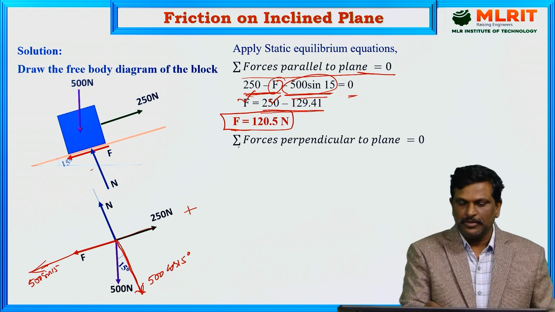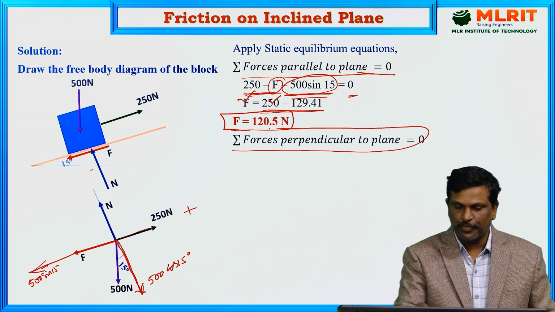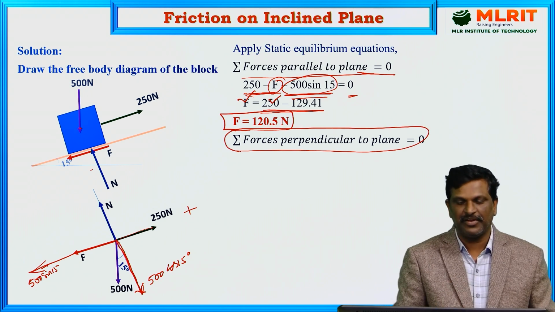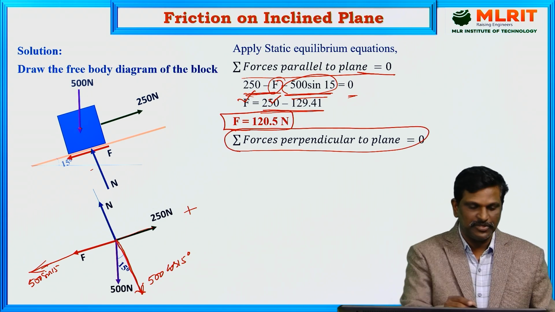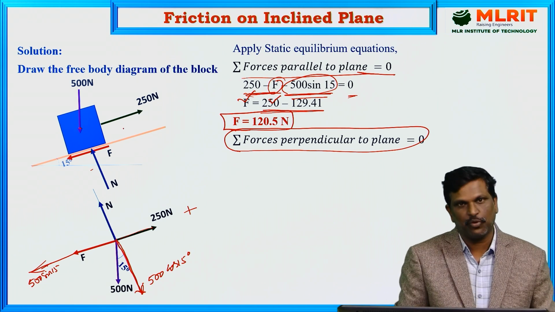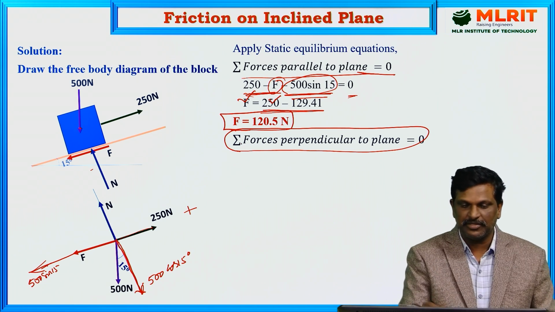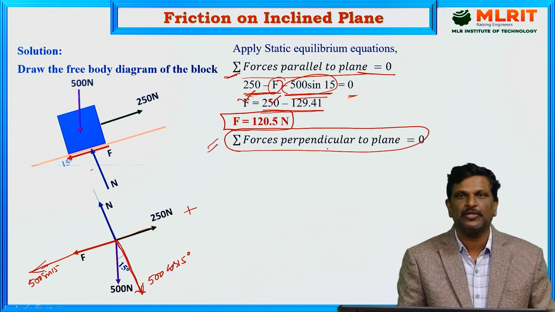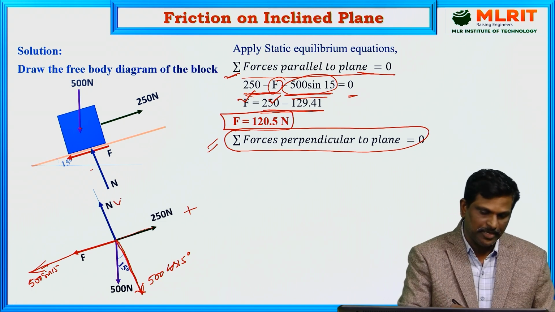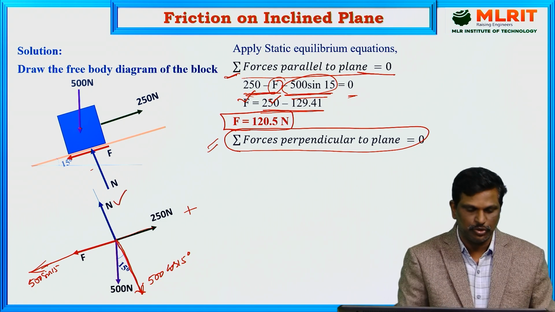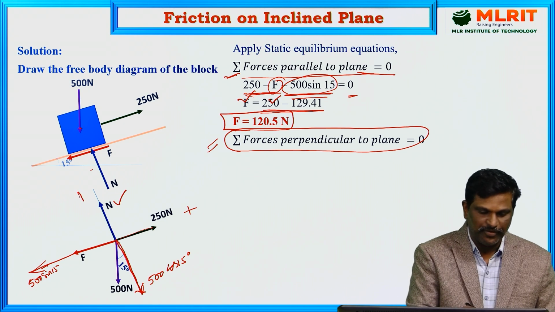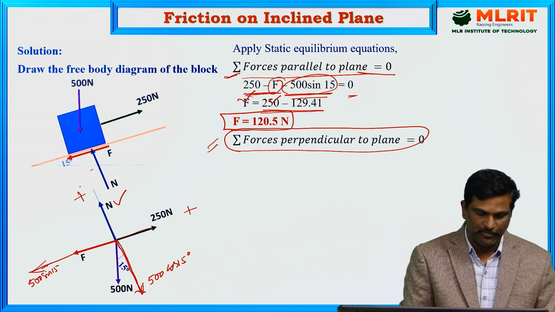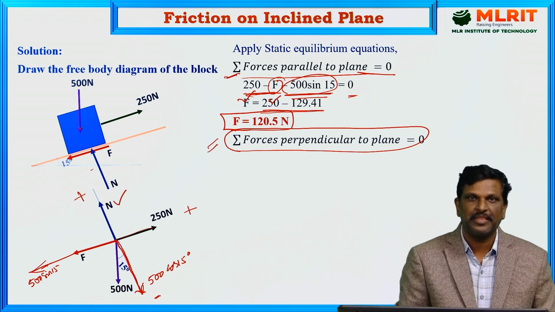Now resolve the forces perpendicular to the plane and equate to 0. We will apply static equilibrium equations to inclined plane problems like this. So we will resolve parallel to the plane and perpendicular to the plane and equate to 0. Now sum of forces perpendicular to the plane equal to 0. Let us see how many forces are acting perpendicular to the plane. Normal reaction is acting perpendicular to the plane in the upward direction. So for this problem I will consider upward positive and downward negative.